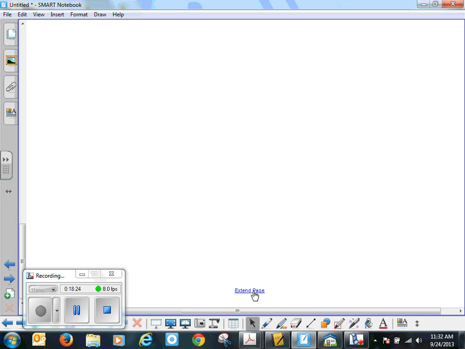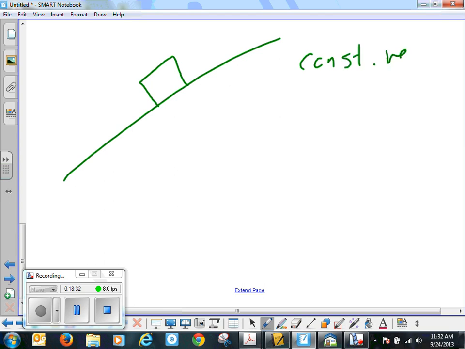Good question. Okay, so now we have the same picture, but this time it's a constant velocity. I want you guys to figure out what the free body diagram should be on this. Down the ramp, constant velocity, down the ramp. Okay?